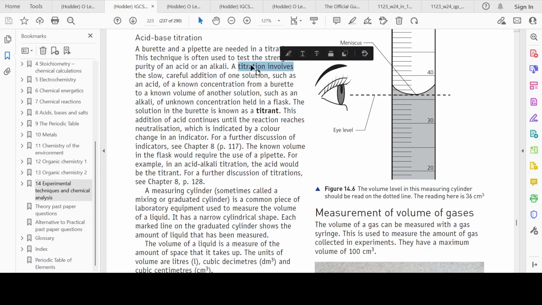A titration involves the slow, careful addition of one solution, such as an acid of a known concentration from a burette, to a known volume of another solution, such as an alkali of unknown concentration held in the flask.